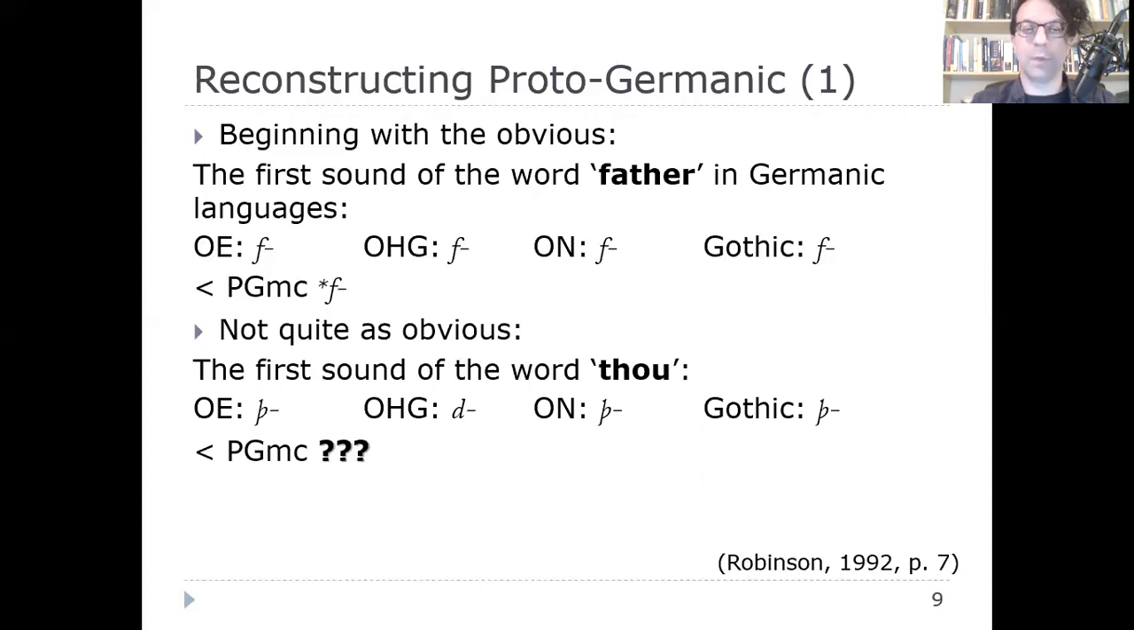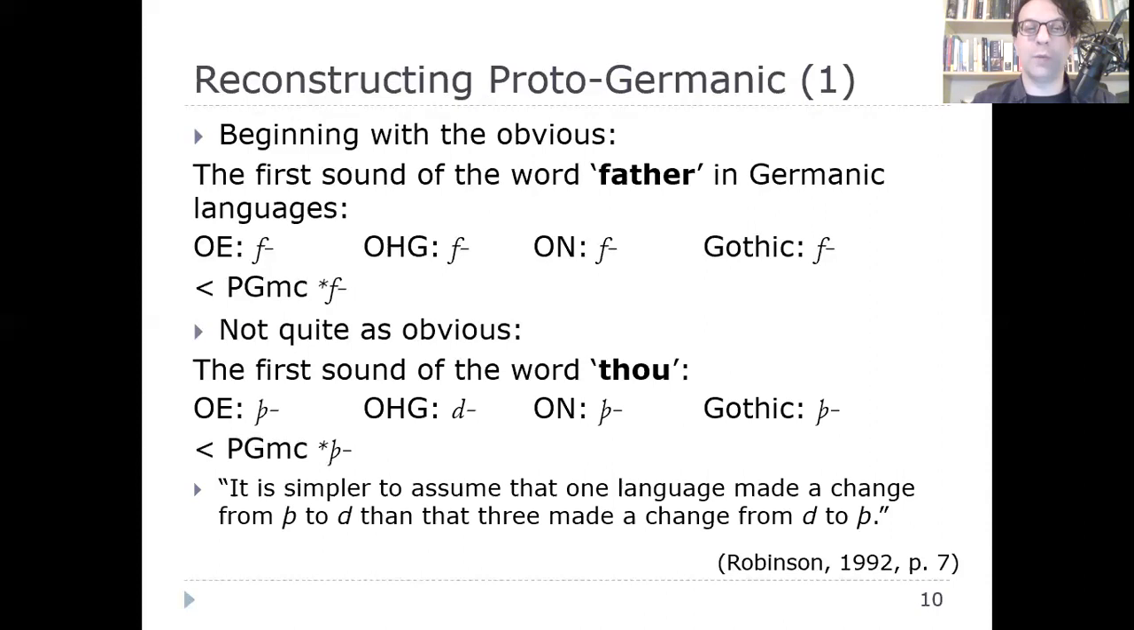Okay, so what do we reconstruct for Proto-Germanic? Big question mark here. The answer that Robinson gives is that we reconstruct a TH sound for Proto-Germanic. Why? Why a TH sound? Why not the D that we could have taken from Old High German? Well, actually two reasons. He says it is simpler to assume that one language made a change from th to d than to assume that 3 languages made a change from d to th.